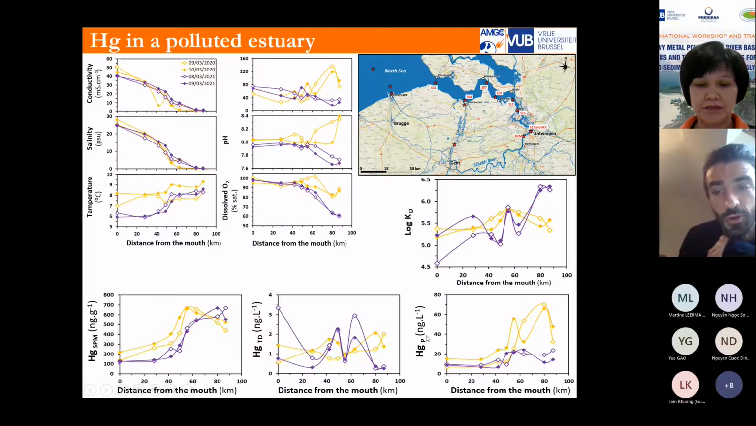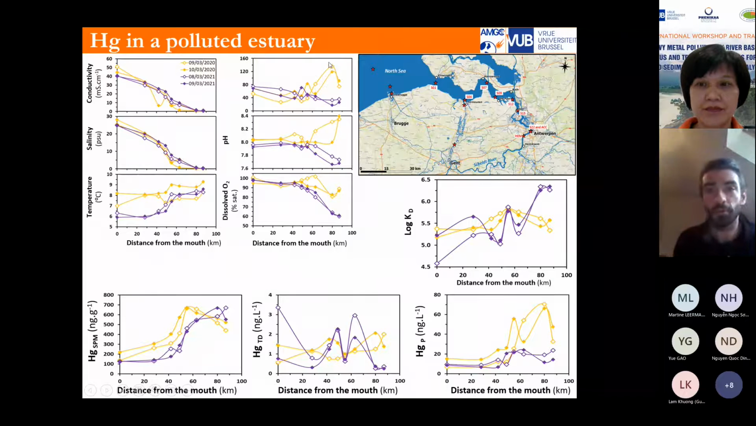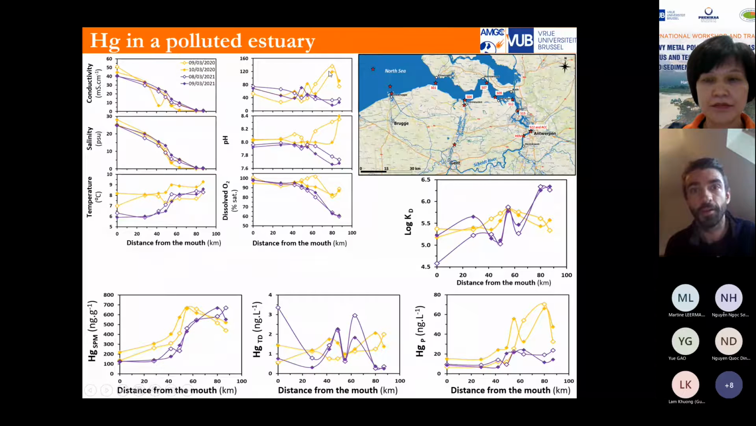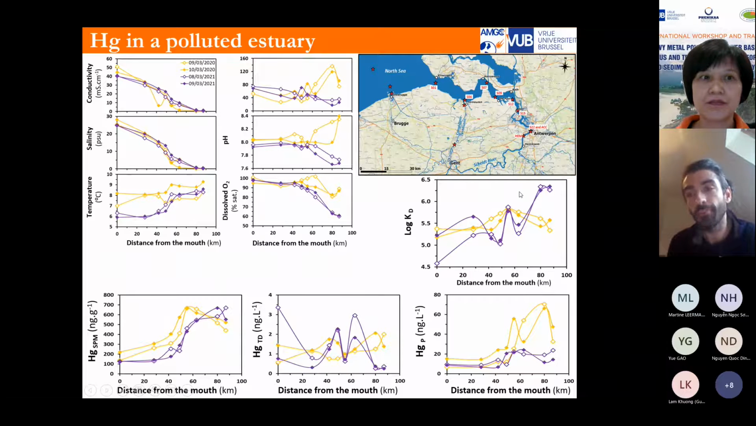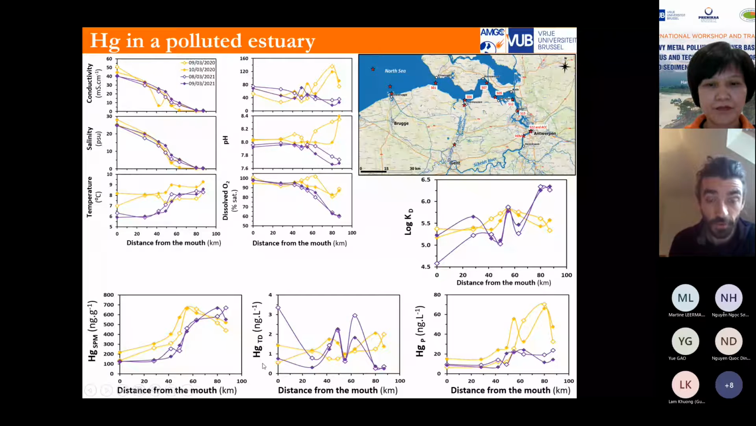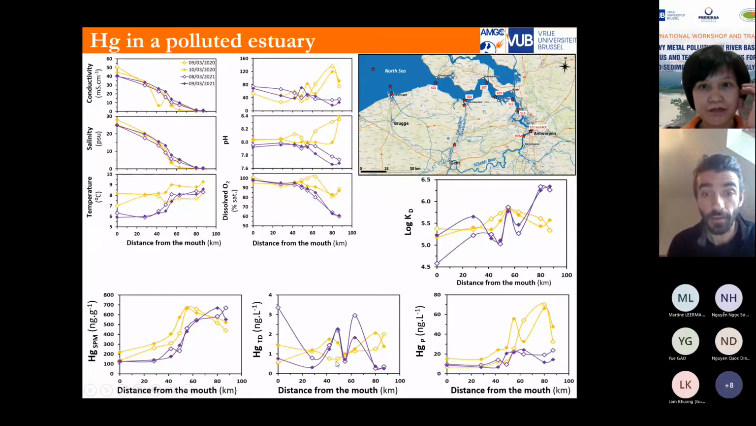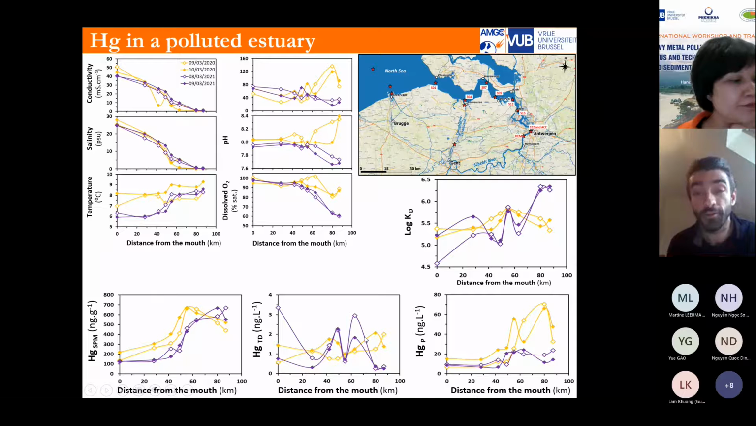So here you have another way to show particulate mercury. It's actually the concentration of mercury bound to particles in water. So it is a function of the concentration of mercury in particles, but also the concentration of particles in the water. So that's why you can see, for example, in 2020, a very nice similar pattern between particle concentration and mercury in particles. But you don't see that in 2021. And then when you look at dissolved mercury, you see very big differences between the 2 years and between the 2 days in the same year, sorry.